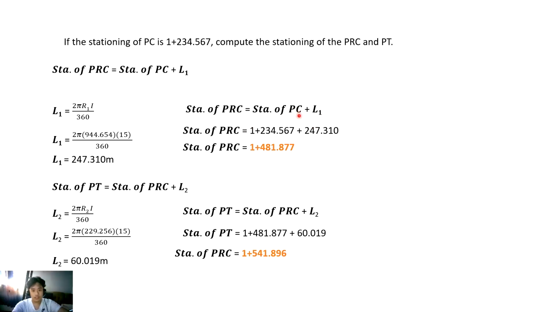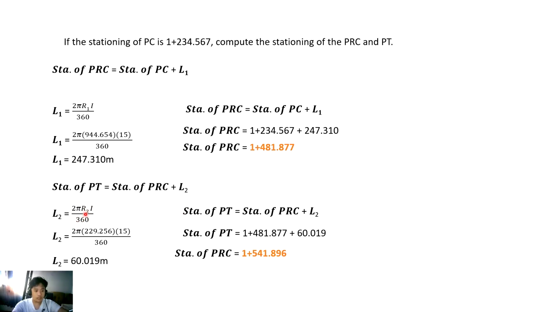Then, substitute na natin to sa L1 sa given formula para makuha yung PRC. So, station of PC plus L1 magiging 1 plus 234.567 plus 247.310. So, pag pinag-add natin yan, makukuha natin yung 1 plus 481.877. So, ngayon, next naman natin kunin ay yung PT. So, station of PRC plus L2. So, meron na tayo ulit PRC. So, L2 na lang ang hanapin natin. So, we're going to use the formula 2 pi R2 times I over 360.